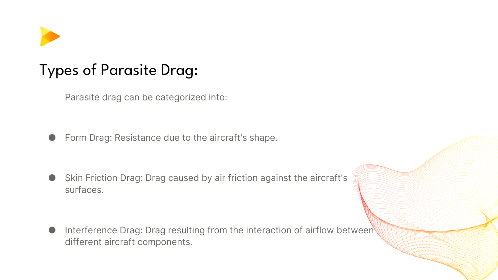So, parasite drag is comprised of all the forces that work to slow an aircraft's movement.